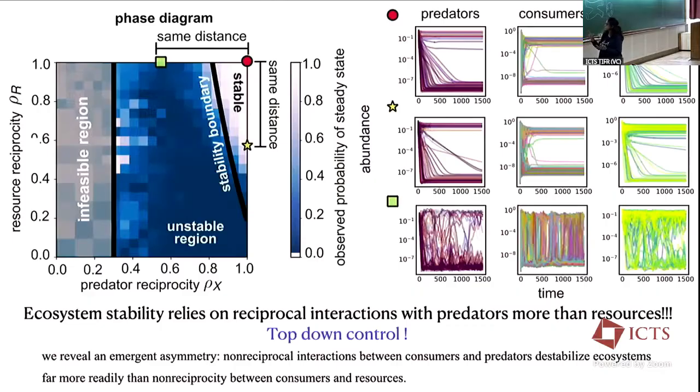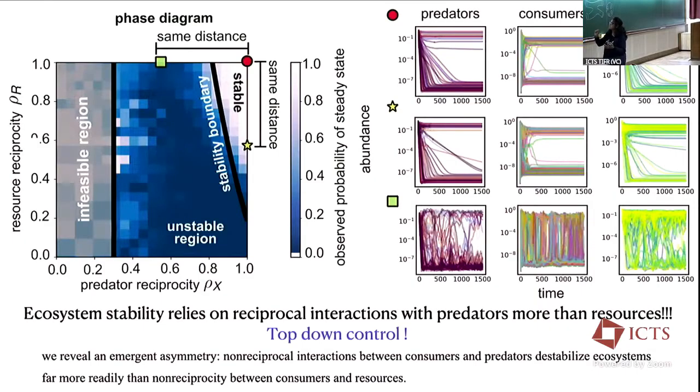We can see that the white region is stable, the blue regions are unstable, and we have an infeasible region, where we don't have a solution. Let's ignore that and focus on the other two regions, the unstable and the stable region.